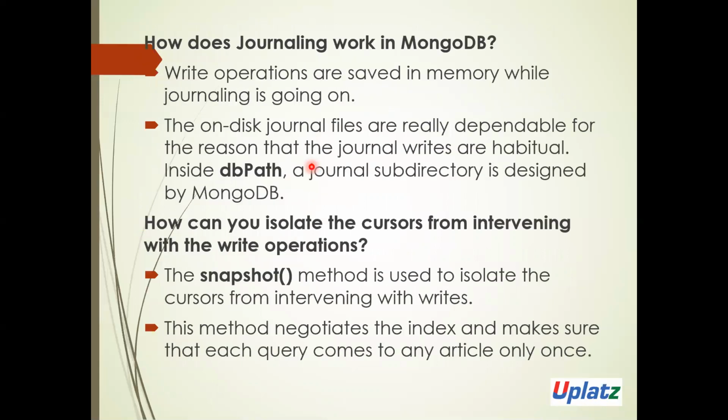Next is, how does journaling work in MongoDB? Write operations are always saved in memory while journaling is going on. The on-disk files are dependable for this reason, and inside that we use the dbPath which is designated by MongoDB. The next question is, how can you isolate the cursor from intervening write operations? With the help of the snapshot method we can do that. It traverses the index and makes sure each query returns any document only once.